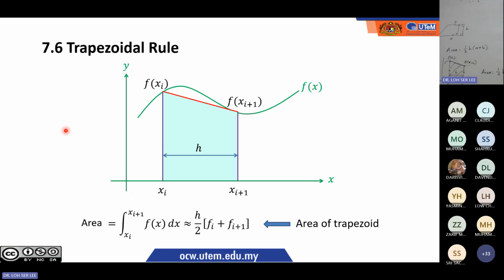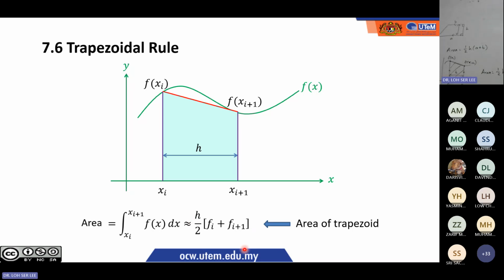Okay, so when we look at this one, h over 2 times the sum of f_i and f_(i plus 1), actually it's referring to the one on the blackboard, half times h, the step size. This is f_i, this is f_(i plus 1). So that's why we get this formula. And this formula is for one trapezoid, only one trapezoid.